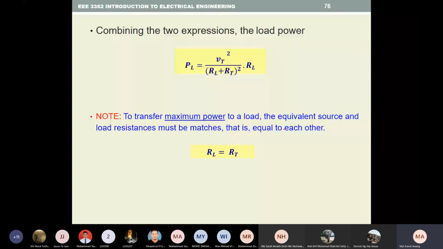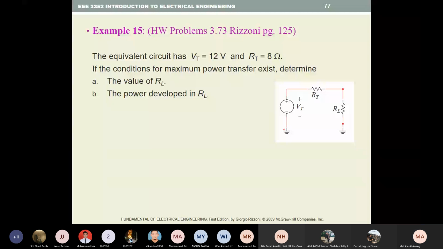Okay. Example. The equivalent circuit has a VT equal to 12 volts and RT equal to 8 ohms. If the condition for maximum power transfer exists, determine the value of RL. So what is the value of RL? The value of RL for maximum power transfer must be equal to RT. So RL is equal to 8 ohms.